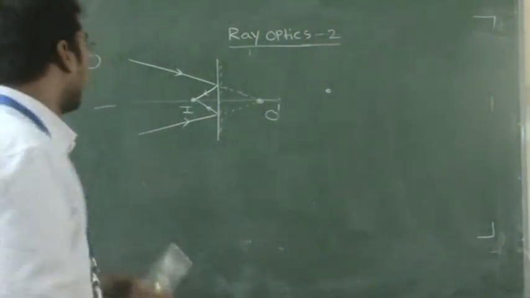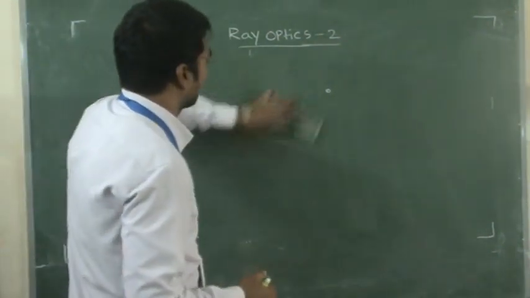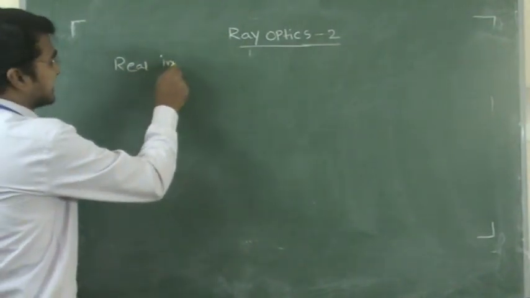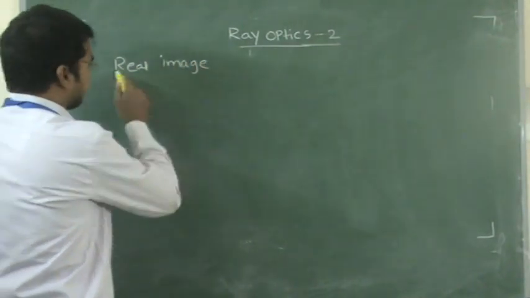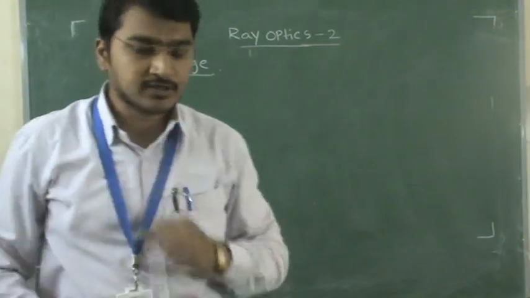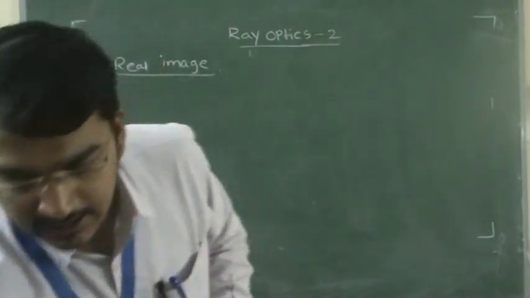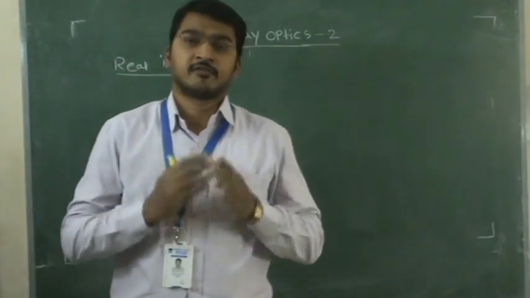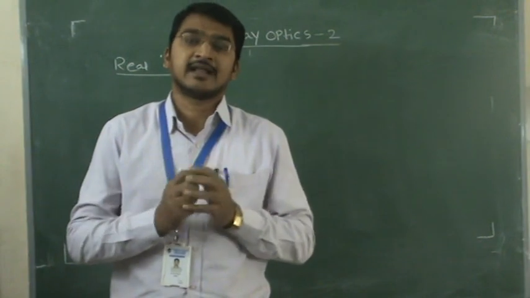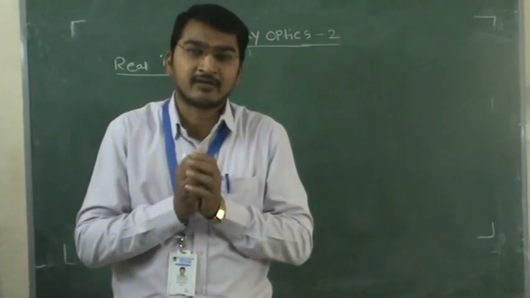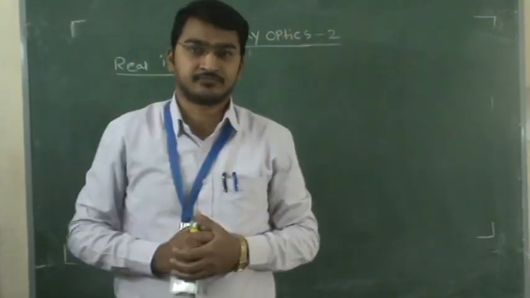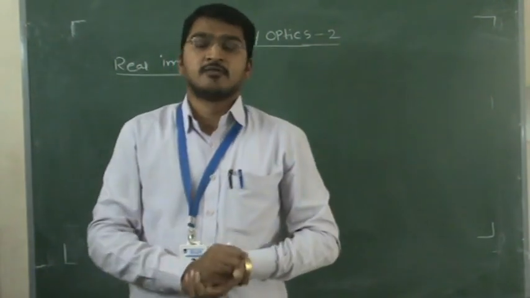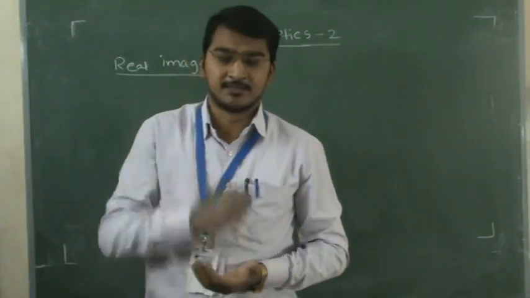Now coming to the images. What is a real image? What is a virtual image? Given the definition of an object, it is the point from where the light rays are emerging out or actually diverging from. Actual rays are coming from it. So that we call an object, that is, a real object.